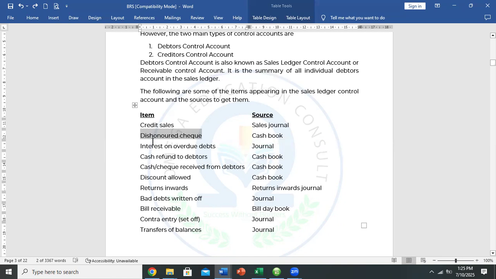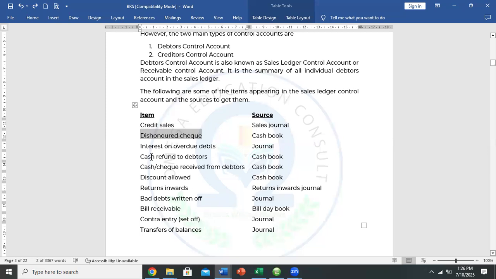The next one is interest on overdue debt. You can appreciate that sometimes if people owe you and they are not paying on time, you can add more interest. Even in the trading environment, if you owe me 10 cedis today and you say you will pay it next week, I'm going to add a little interest to say 15 cedis. If after next week you still haven't paid, I can add on, because the more you delay, the more interest accrues on the debt.